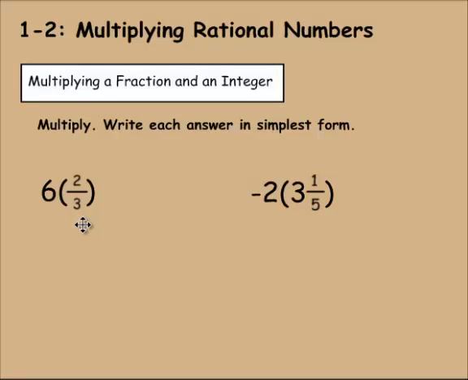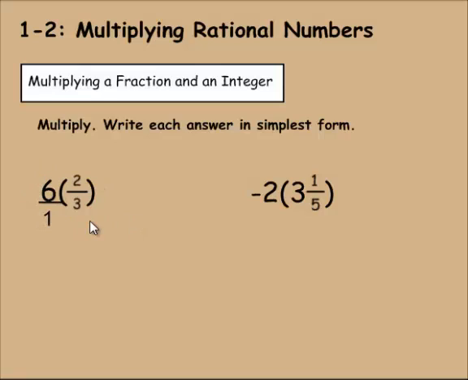Let's look at multiplying fractions and an integer first. It tells us to multiply and write each answer in simplest form. What causes a lot of people problems here is they see this number, which is not a fraction, and they're supposed to multiply it times a fraction. The main idea is that you can turn any integer, like the 6, into a fraction. Just put the 6 on top, and then put a 1 in the denominator. And there you go: 6 over 1 times 2 over 3.